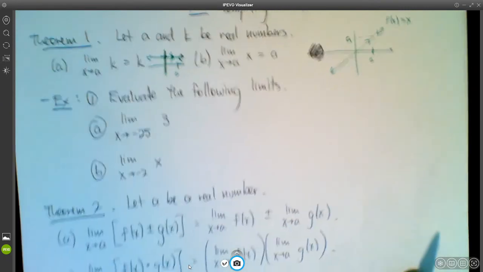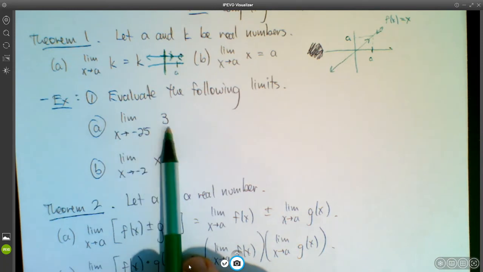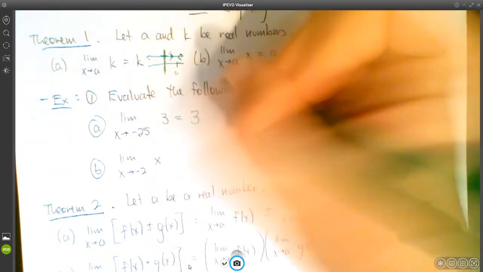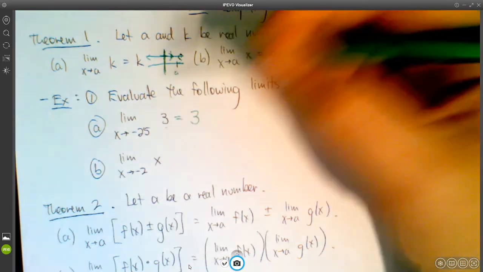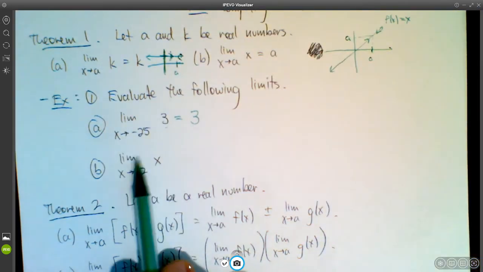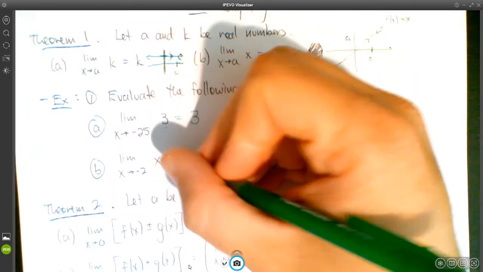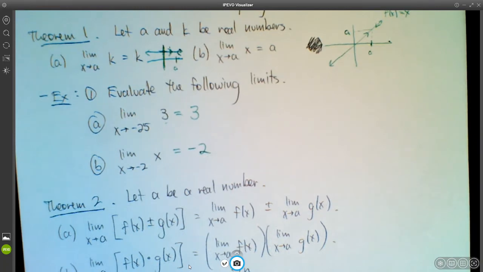To give you just a couple examples of this, the limit as x approaches negative 25 of 3, well, that's just going to be 3, right? Because this function doesn't depend on x at all. 3 is always just going to be 3 regardless of what x is. On the other hand, the limit as x approaches negative 2 of x, now that's going to be negative 2. So those two results are going to come in handy. They're pretty useful. They're also pretty intuitive. It should be pretty clear that that is the case.